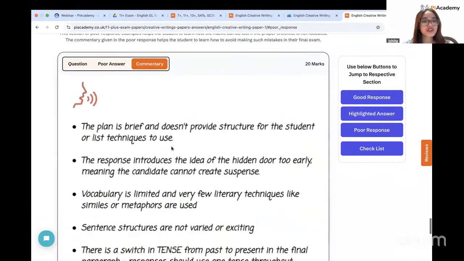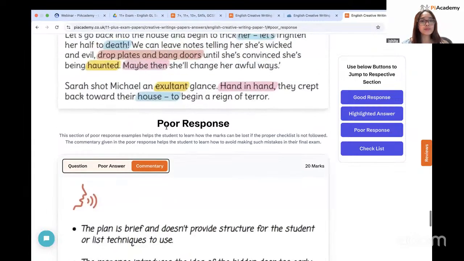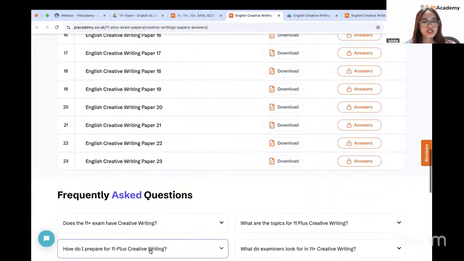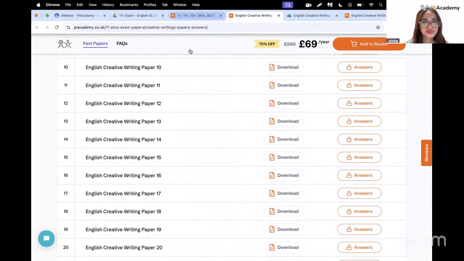Why is this specific answer not as good? For example, the plan is brief, it doesn't provide structure for the student or list techniques to use. So this is also really important. Yes, so again, there's lots of creative writing. You have ample practice here.